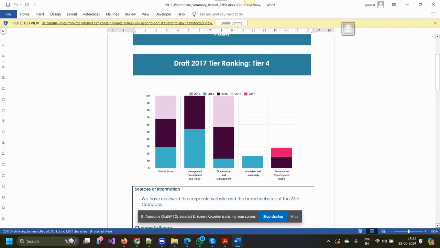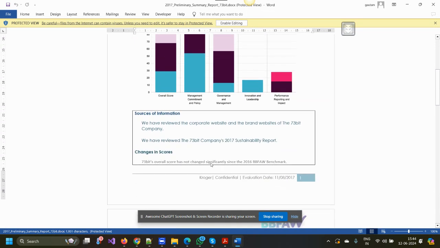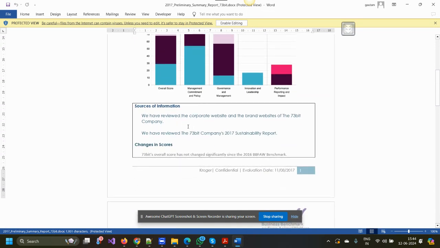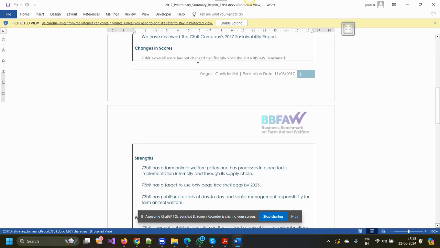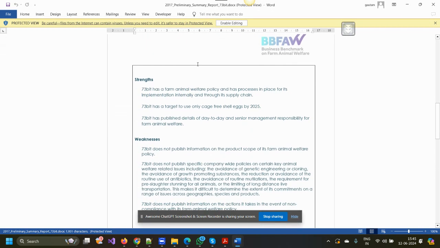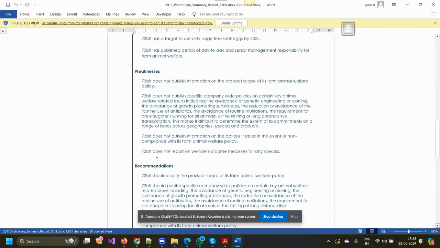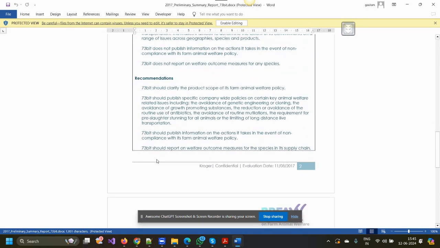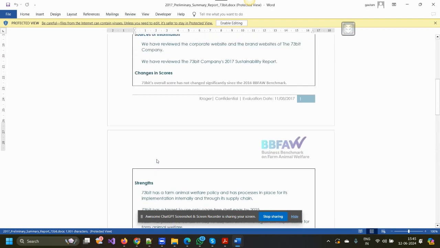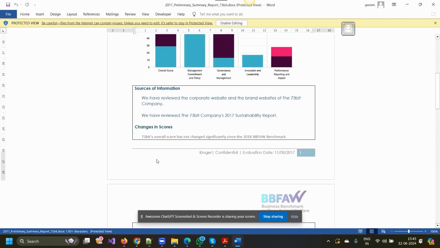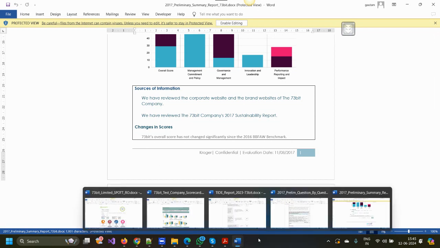And here they have given tier ranking, and then the different sources of information and the changes in scores. It would highlight where the scores have changed or not changed, the strengths and weaknesses of the company, and the recommendations. So this is what you can also provide as part of a preliminary report, so that they see good value and are motivated to go in and respond to the individual scores or individual indicators or metrics.